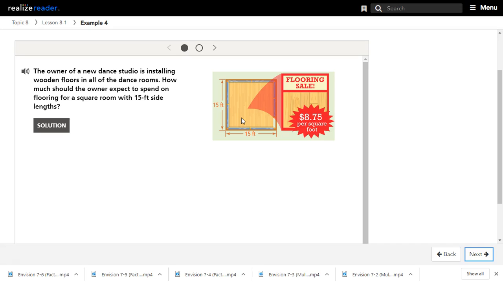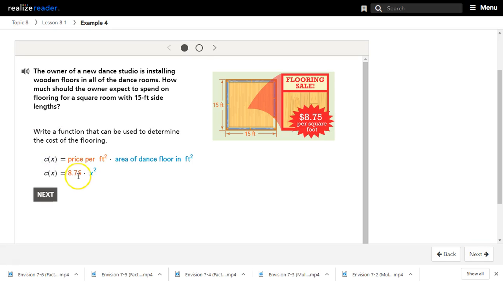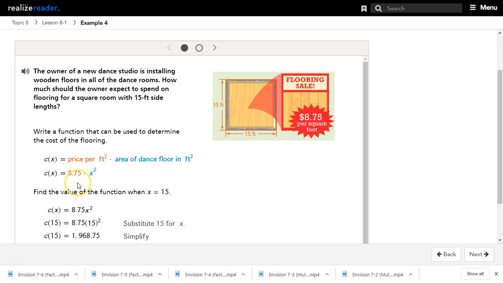So, how do you figure out the area here? You say 15 times 15, 225, times how much is it per square foot? So you just multiply all three of these. I'm sure they make it really hard, which they shouldn't, but they usually do. So 8.75 times x squared. Well, what is my x? 15. So it's 8.75 times 15 squared, $1,968.75. Is that what you got in your calculators?